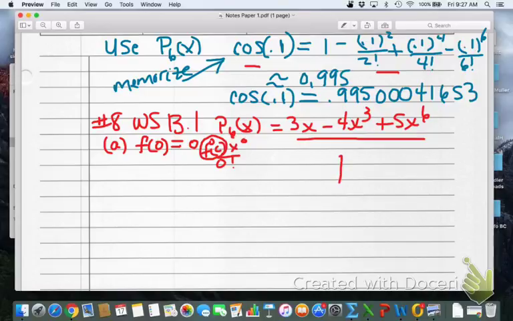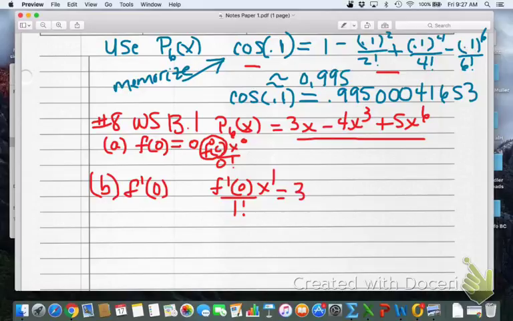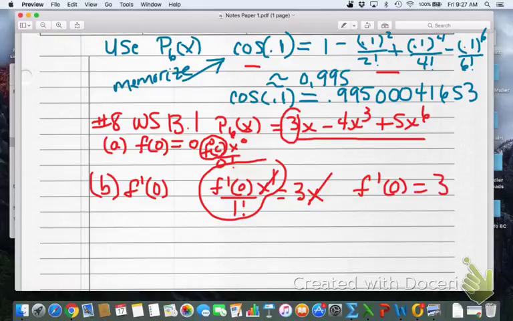All right, let's do B. And B, it says find f prime of 0. Well, you know that f prime of 0 times x to the 1 over 1 factorial is going to equal 3x, because that's the coefficient. That's the first term, and you just set it equal to the first term. All right, so your x's are going to cancel out, and then if we solve for f prime of 0, that's going to equal 3.